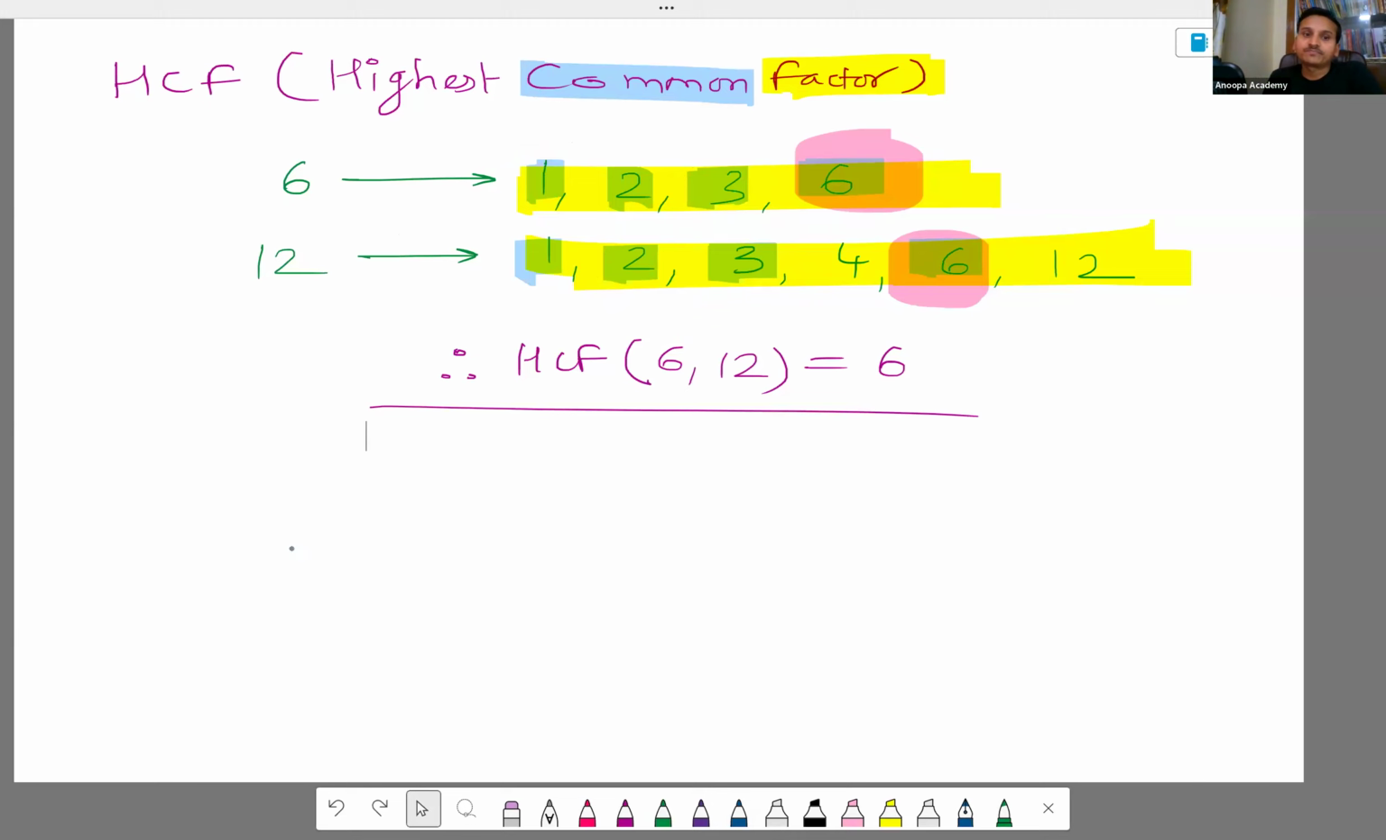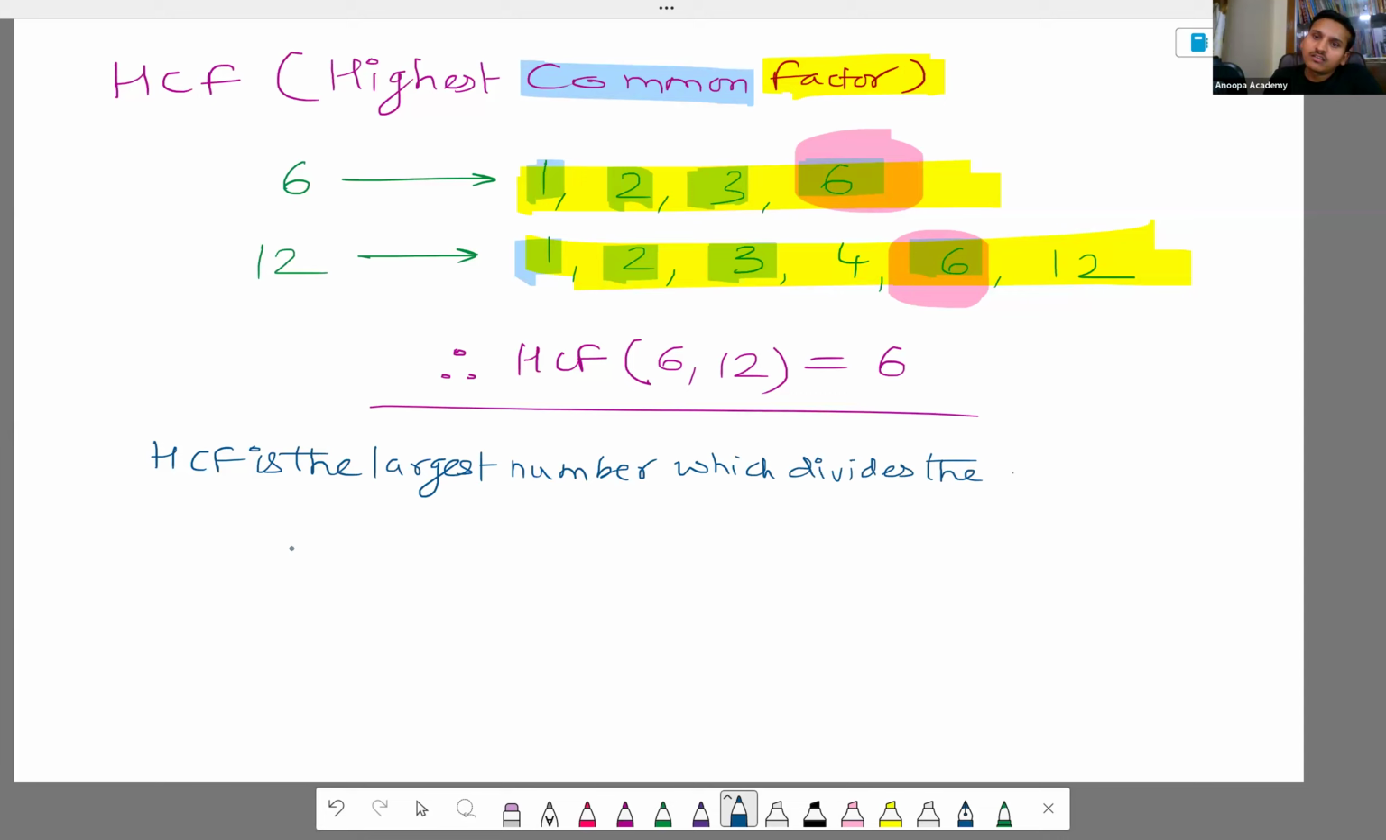So I'll write here, HCF is the largest number which divides the given number. Yes or no, everyone? Yes. See, 1 can also divide both, 2 can also divide both, but 6 is the largest number, okay, which can divide both, or the highest number, okay. Perfect.